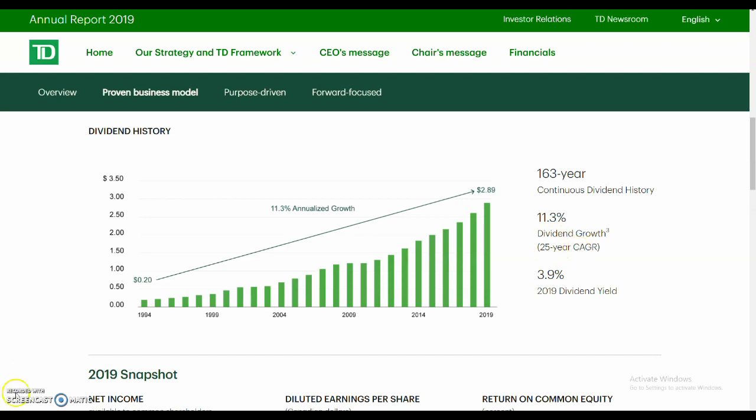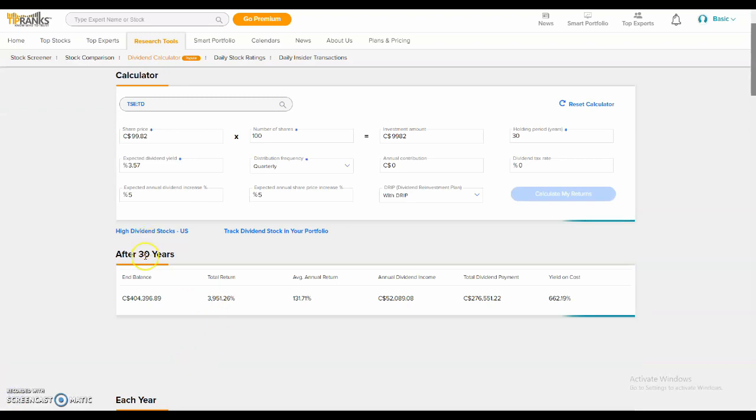So after 30 years of investing our $10,000 into TD Bank stock, we're going to have approximately $404,000 in value, and we're going to receive an annual dividend income of $52,000 per year. Now, I don't know about you, but if 30-year-old me received this from my parents, $400,000 in stock and $52,000 a year salary just from dividends, this is generational wealth for me, okay?